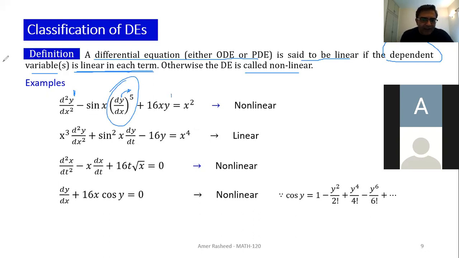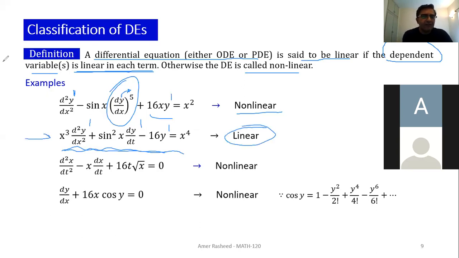Here the power of y is 1, so it is linear in the third term. But in the second term, the power of y is 5, so it is a non-linear differential equation. In this equation, you can see the power of y is 1 here, 1 here, and 1 here. So in each term, the power, or you can say the degree of y, should be 1, then it is called a linear differential equation.